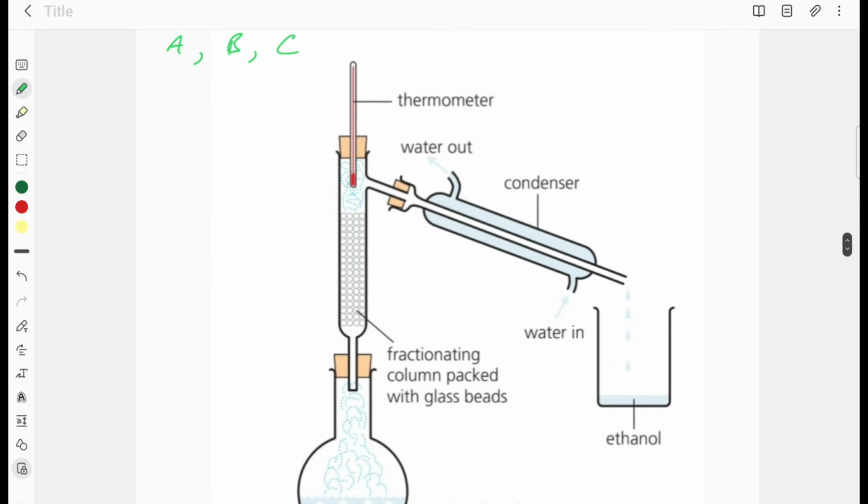Now this is the diagram. You can observe a fractionating column over here. A fractionating column allows the liquid with lower boiling point to escape first, and the thermometer will give you the temperature, and the liquid with lower boiling point will escape first, and the condenser will condense the vapor to liquid form.